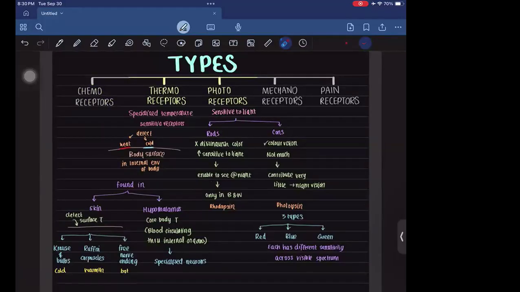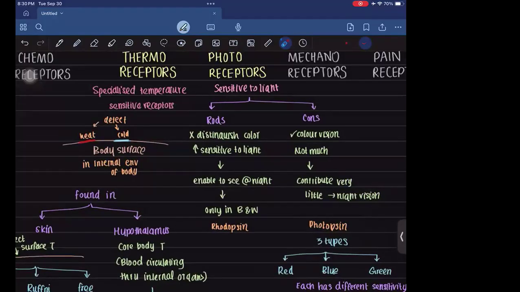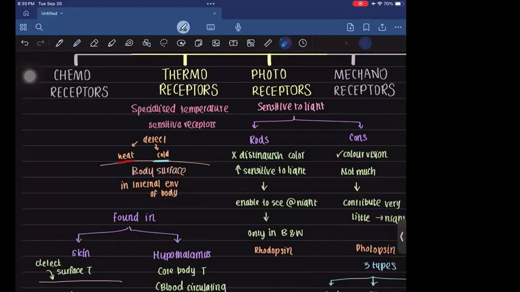Inside the chart is thermoreceptors. Okay, thermoreceptors and photoreceptors, we will be looking at them together. So thermoreceptors, like the name says, will be detecting temperature. They are specialized temperature-sensitive receptors. They can not only detect heat. Now when we say temperature, we might think of extreme heat. No, they will not only detect heat, they will also detect cold on the body surface. So what are thermoreceptors? Thermo means temperature, so they are specialized temperature-sensitive receptors.